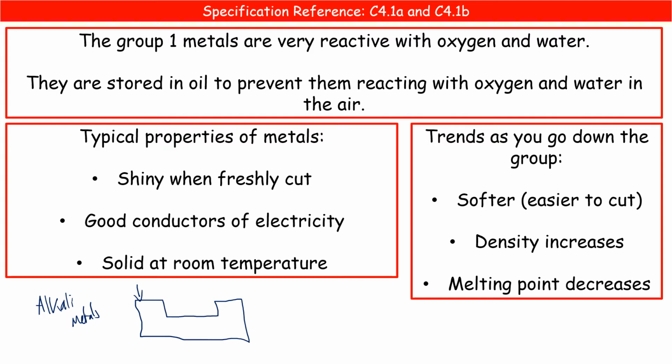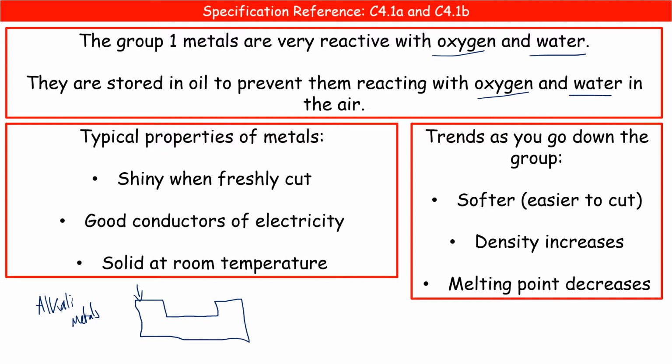Now, what we find, group 1 are actually very reactive with oxygen and water. Because of that, we have to store them in a slightly different way to other metals. We've got to store all of the group 1s in oil, and the reason for that is it prevents them reacting with oxygen and water in the air. This has been a question before on the chemistry papers, asking you why we store the group 1 metals in oil. And the answer is to stop them reacting with oxygen and water in the air. Please try to use those phrases. Don't just write to stop them reacting with the air, but be specific: stops them reacting with oxygen and water in the air.